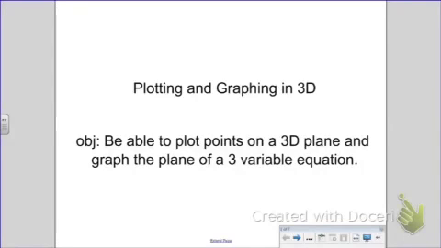In this lesson we're going to show you how to plot and graph in 3D. What that means is we're going to actually start adding in a new variable. Instead of just having x and y in our equations, now we got a z. Instead of just having an x and y on our coordinate plane, we're also going to have a z.